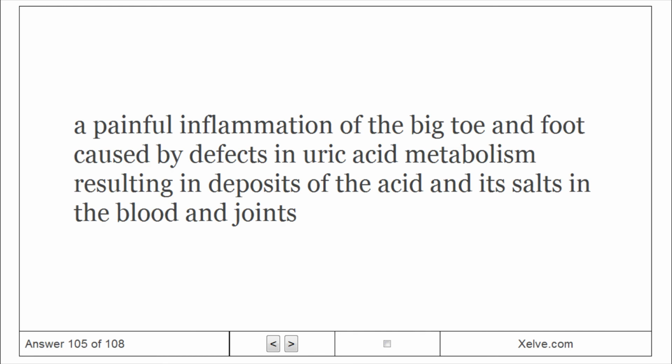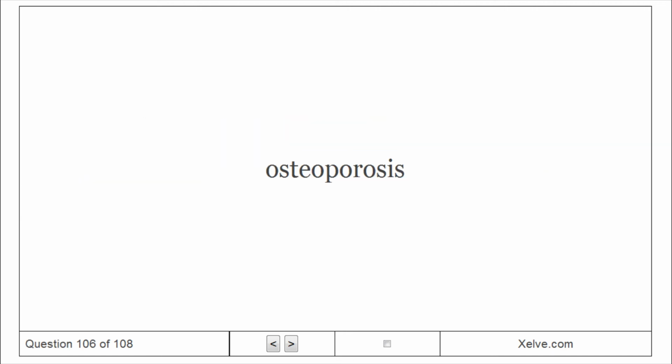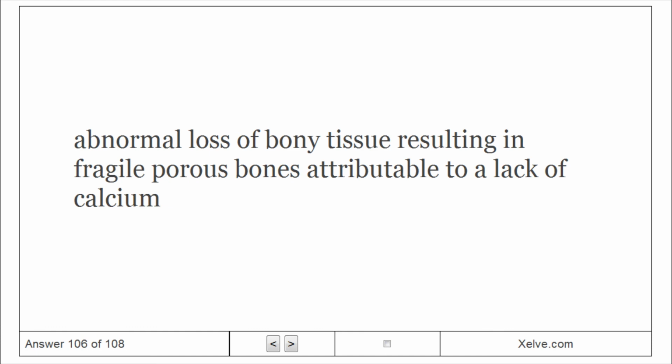Gout. A painful inflammation of the big toe and foot caused by defects in uric acid metabolism resulting in deposits of the acid and its salts in the blood and joints. Osteoporosis. Abnormal loss of bony tissue resulting in fragile, porous bones attributable to a lack of calcium.